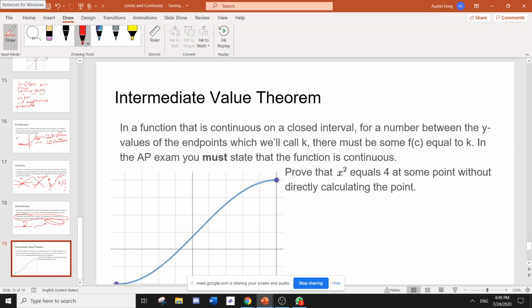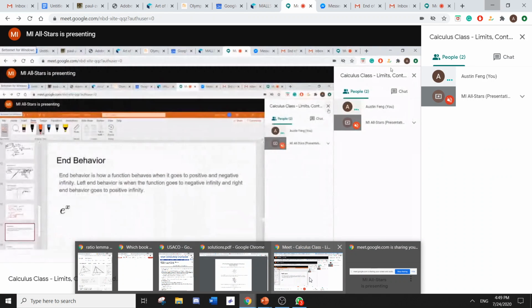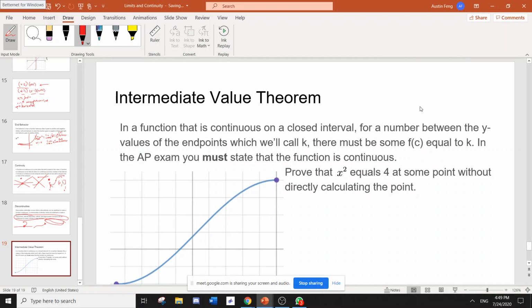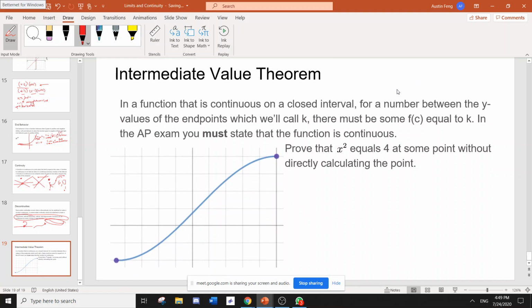Finally, for this section, we're going to be talking about the intermediate value theorem. This is a pretty important topic for this chapter. I think it's one of the main things they'll probably talk about. They'll probably test you on the exam. IVT. It's also short for IVT.